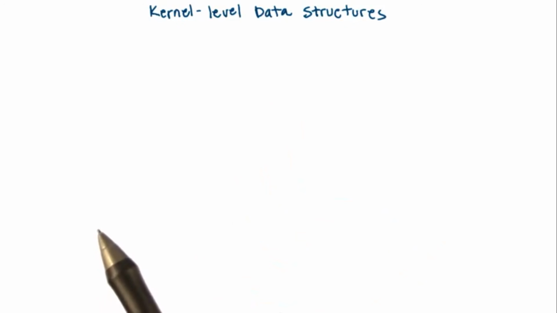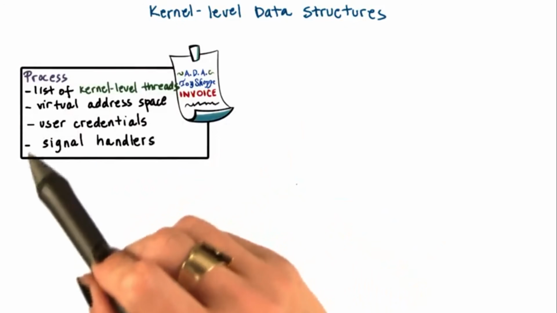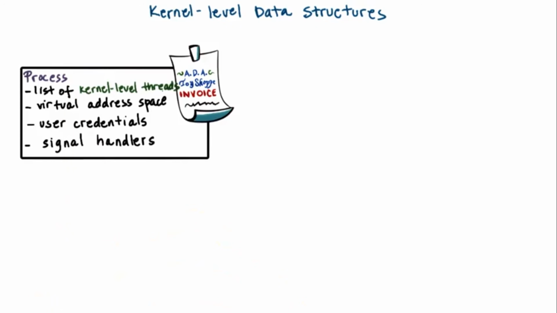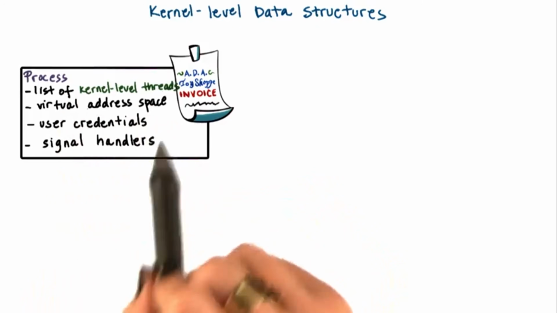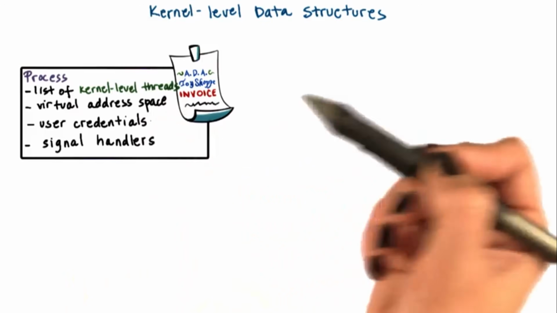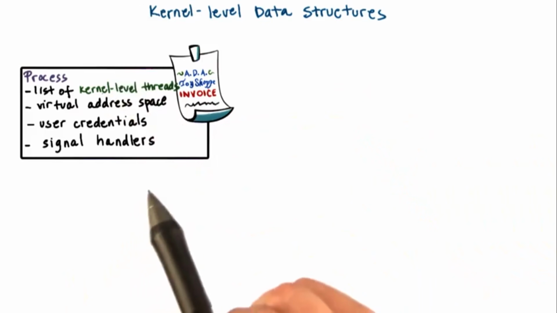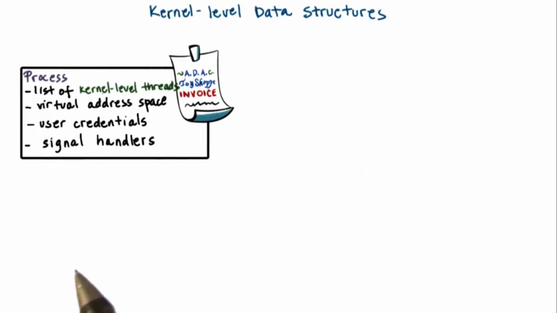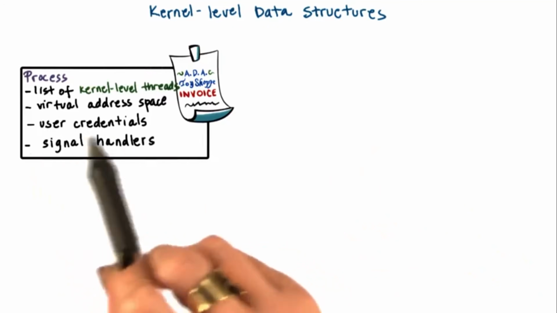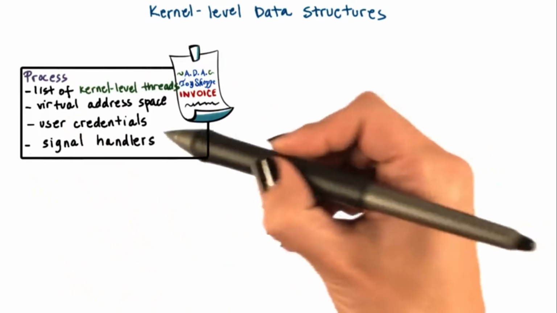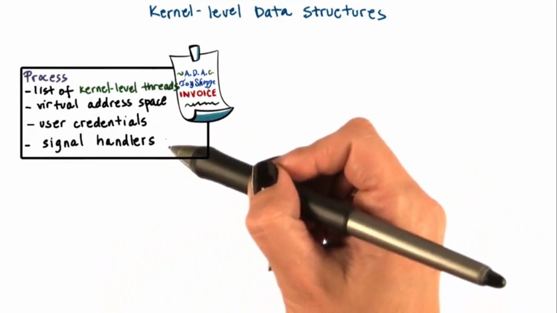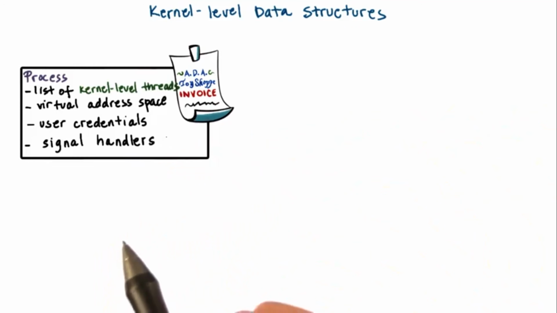Let's move now to the kernel-level data structures. First, for each process, we maintain information about that process. What are all the kernel-level threads that execute within that process address space? What are the mappings that are valid between the virtual and physical memory? What are the user credentials? For instance, if this process is trying to access a file, we have to make sure that that particular user has access to that file. And then information like what are the signal handlers that are valid for this process. We'll talk about this a little bit later, but for now, know that this is information about how to respond to certain events that can occur in the operating system.